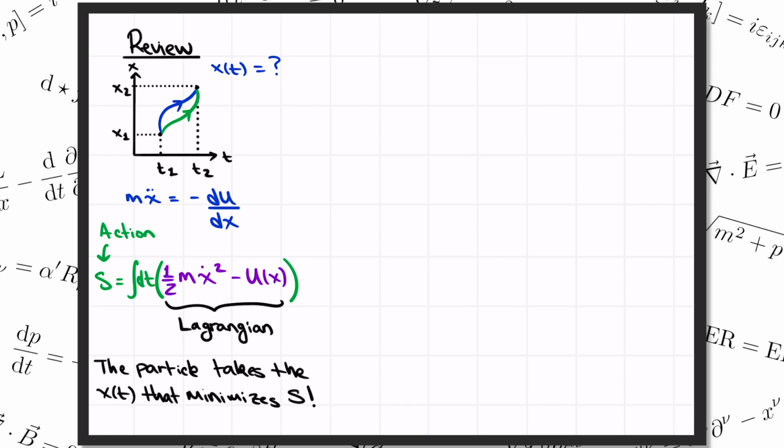In other words, we were assuming that the particle wasn't moving anywhere close to the speed of light, c, which is about 3 times 10 to the 8 meters per second.